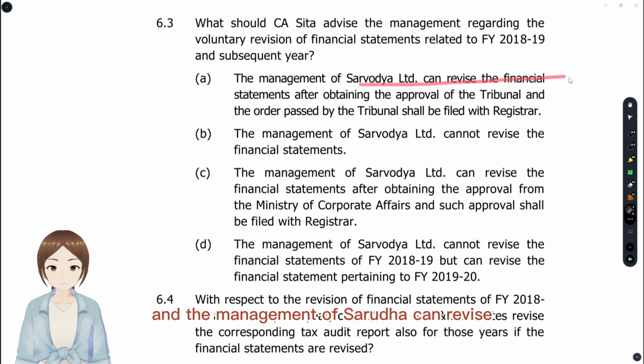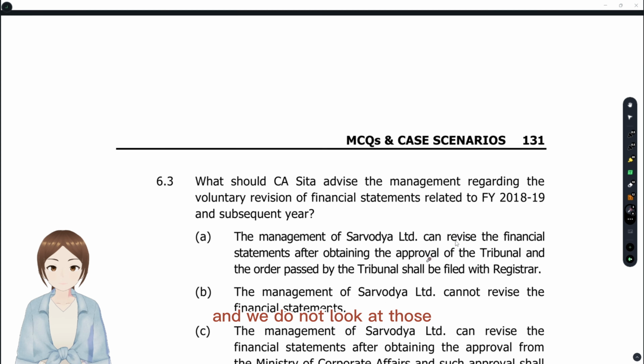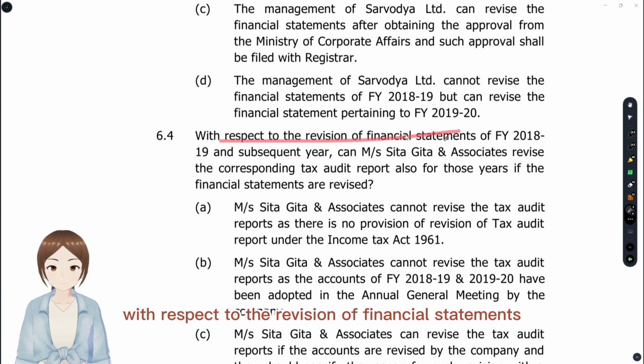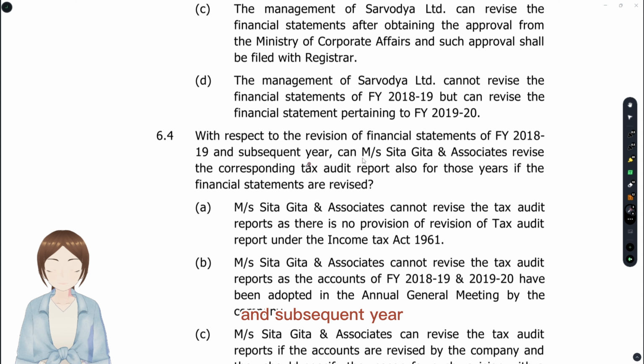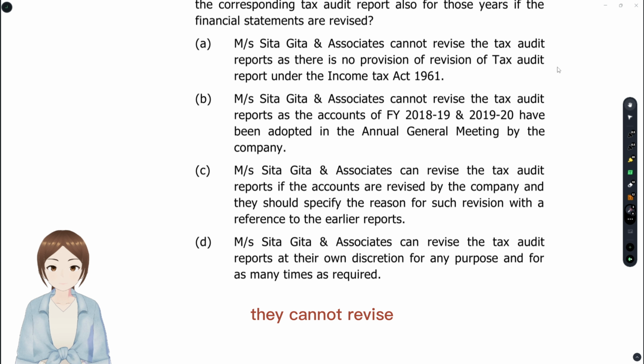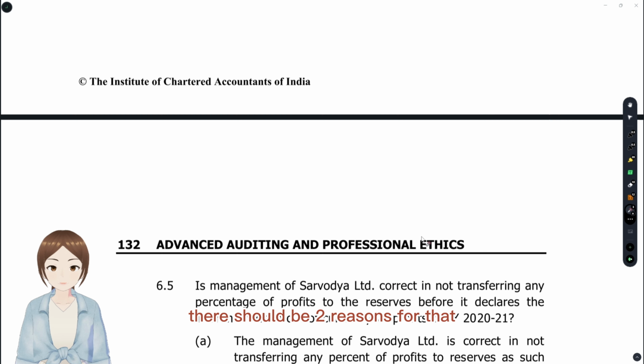The management of Sarvodaya can revise after obtaining prior approval of the tribunal, and the order passed by the tribunal shall be filed with the registrar. Yes, option A is the most appropriate answer, and we need not look at the others. With respect to the revision of financial statements in a subsequent year, can Ms. Sita, as auditor, revise the tax audit report? Yes, they can revise the tax audit report, and should specify the reason for such revision. Yes, option C is the most appropriate answer; it is not at their discretion. They should give reasons for that.